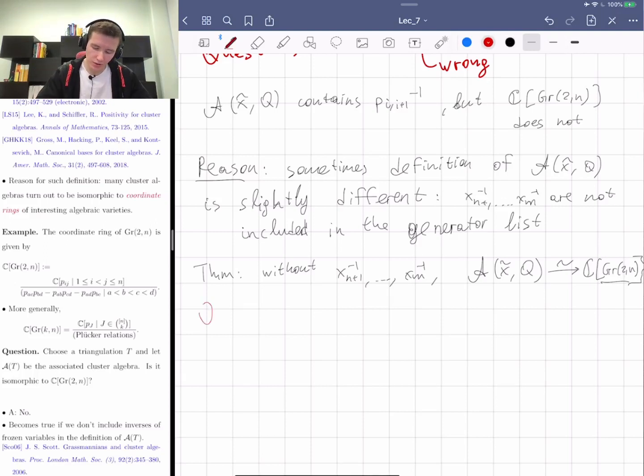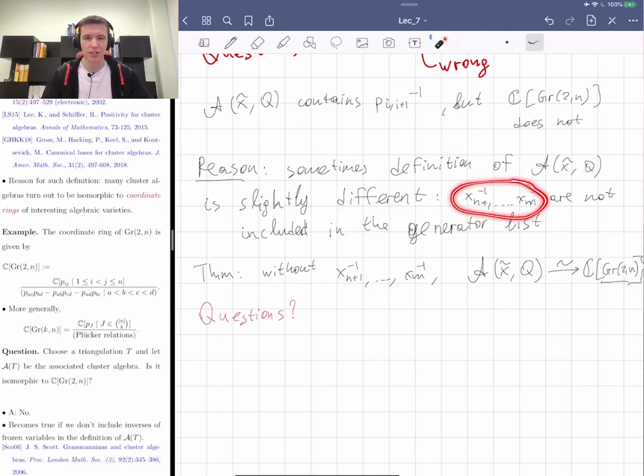But anyway, in the case of the Grassmannian, okay, let me ask, are there any more questions right now? I know I'm being unclear, but it's just a subtle point where there's no consensus. By now it's pretty well established to include these generators as I did in the original definition. But in 2006, it was kind of up in the air, basically. All right.